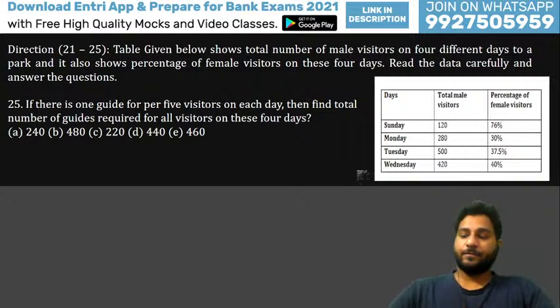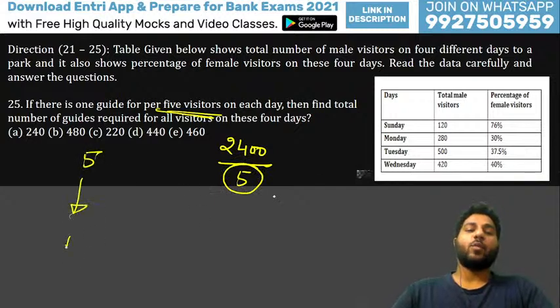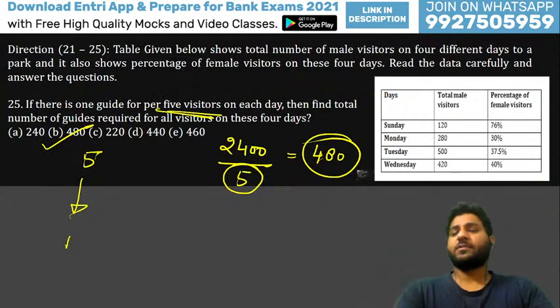The next one: if there is one guide for per 5 visitors, per 5, remember that, on each day, then find the total number of guides required. It's really easy. Look at this, count all the visitors on all 4 days, and that will make the total visitors 2400. If you divide it by 5, because for 5 visitors you will be given one guide, it will become 480. So your option B is the correct one. It was the simplest of the questions.